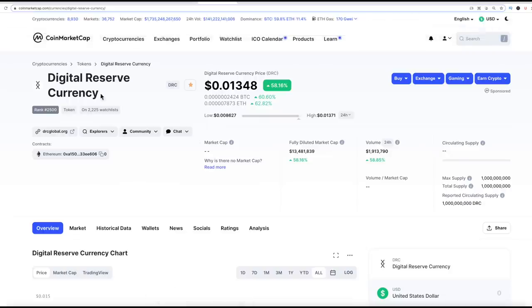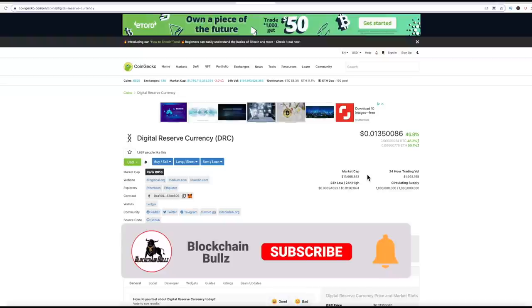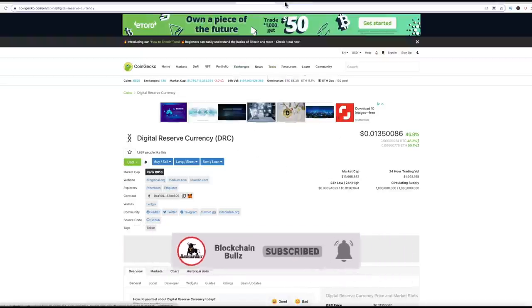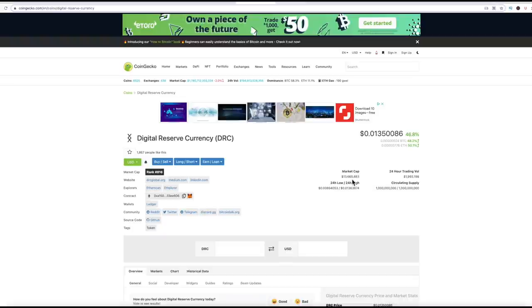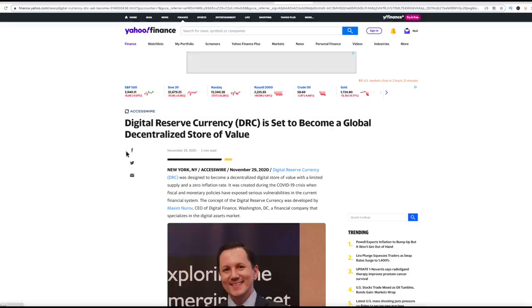But this one's called Digital Reserve Currency. It's hard to get a full market cap on this one right now, but it's only 13 million. This one reminds me of RSR, Reserve Rights token or coin. So I would say take a good hard look at this, and you'll notice that for a $13 million market cap, it's got a lot of good publicity. Even Yahoo Finance has talked about it.